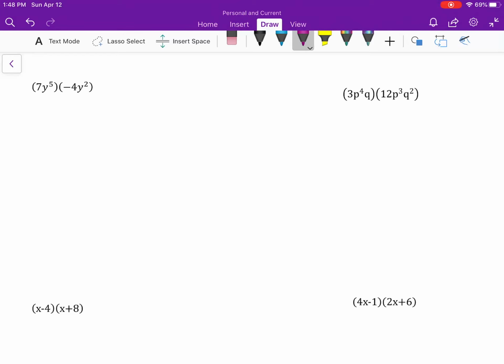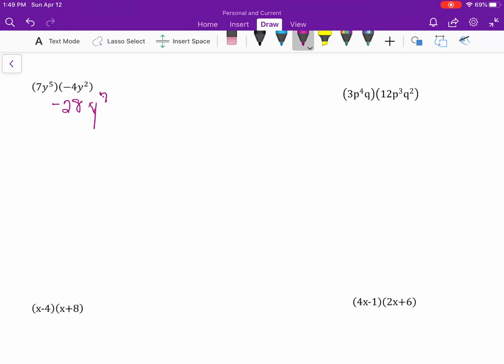Our first one says 7y to the 5th power times negative 4y squared. To solve this, you multiply the numbers. 7 times negative 4 gives you negative 28. I have y to the 5th times y to the 2nd, and I have to add my exponents. So, times y, 5 plus 2 is 7. So you should have negative 28, y to the 7th power.